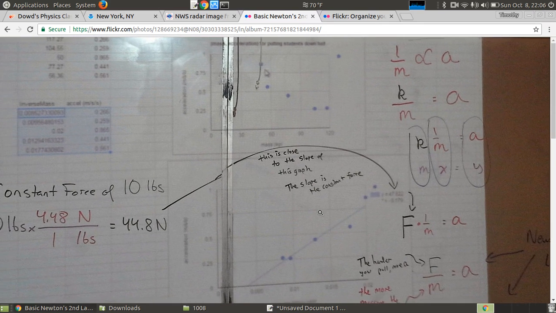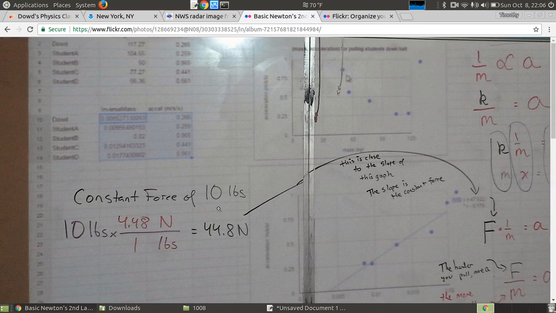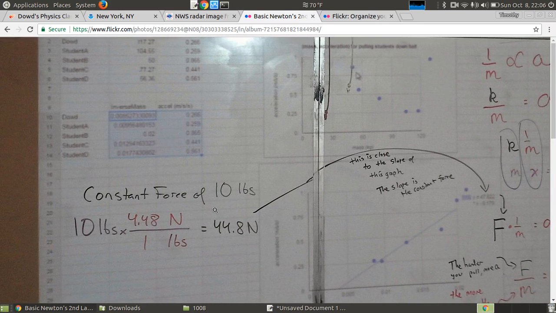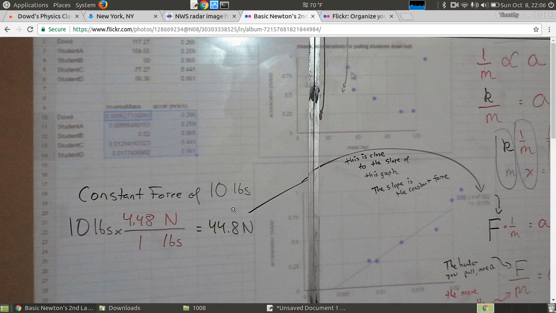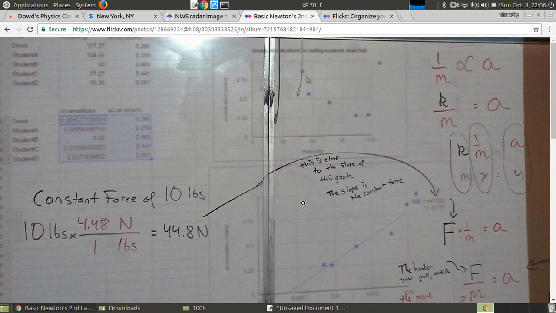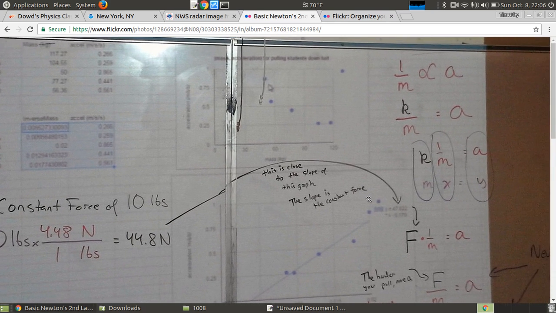So remembering that our slope was about 48, we've got to ask ourselves, have we ever seen that 48 somewhere? We have. It's really close to the force that we pulled with. Remember, we pulled with a 10-pound force, and 10 pounds in newtons is about 45 newtons. And apparently this class was very consistent with how hard they pulled, more than any other class I've ever seen. So the slope is the force we pulled with.